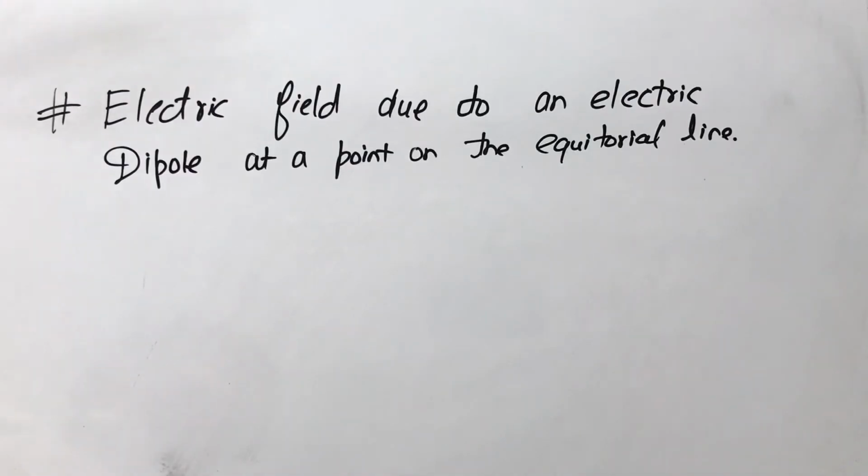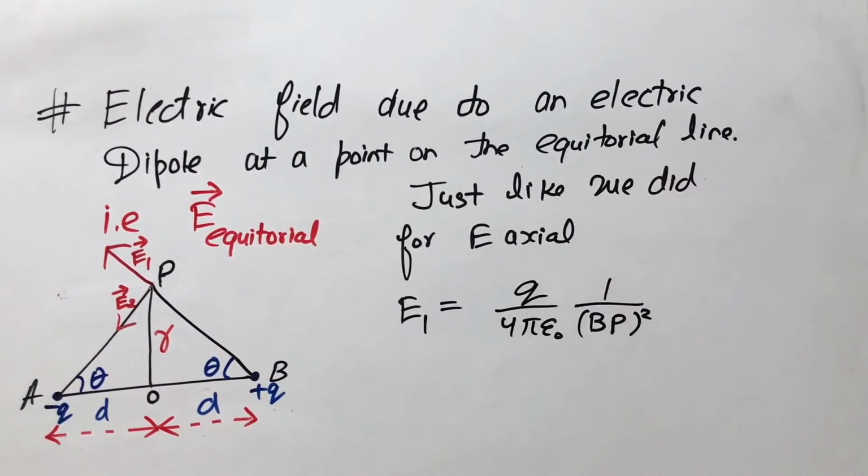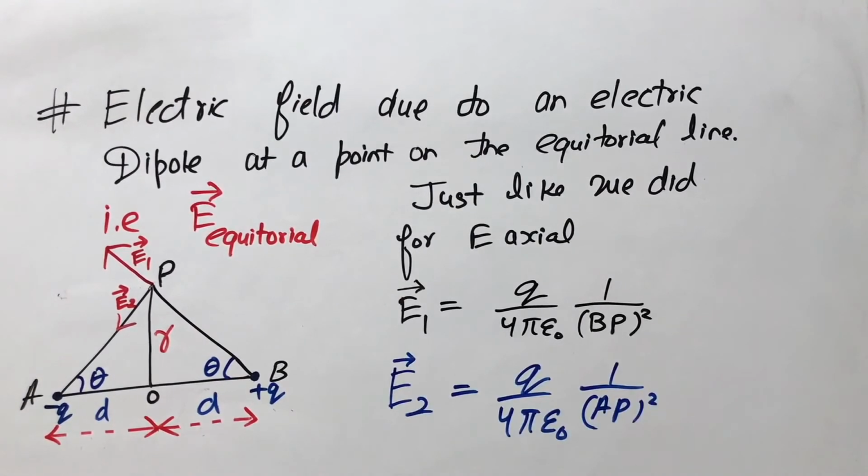We have just derived E axial, now we have to find out E equatorial. Now, the electric field intensity due to an electric dipole at a point on the equatorial line is E equatorial. Just like before, we'll find the field intensity at point P due to negative q charge and positive q charge separately, that is E1 and E2. Hence, E1 is equal to q by 4 pi epsilon naught BP square along BP, and E2 will be q by 4 pi epsilon naught AP square along PA.